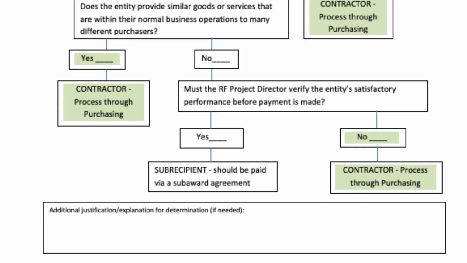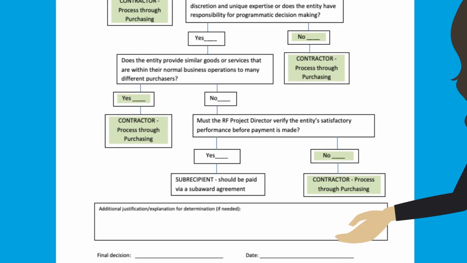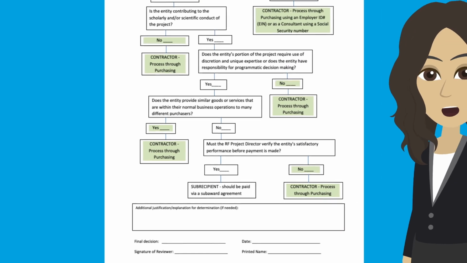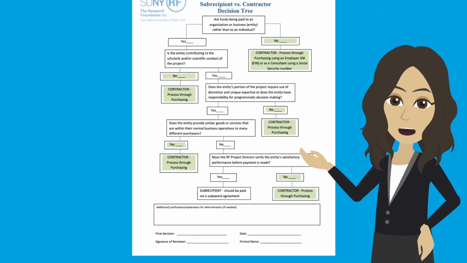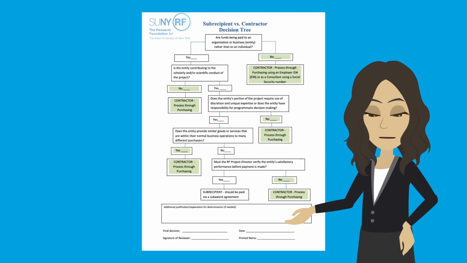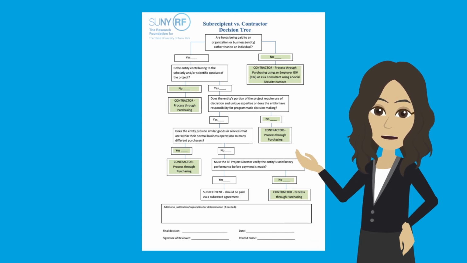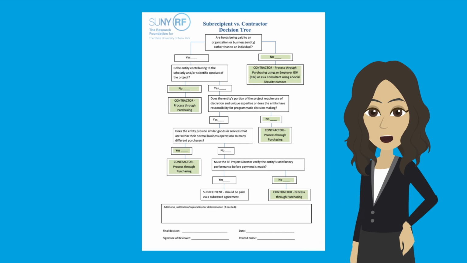Subrecipients, unlike contractors and other vendors, have a lot of autonomy over their part of the work, and the RF does not direct their specific activities. But the RF is still responsible for the overall contract and for the subrecipient's activities on behalf of the prime award. So we need to be diligent about the monitoring and management steps that I will cover next.